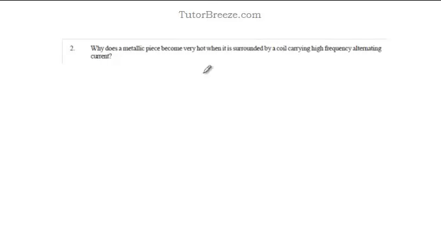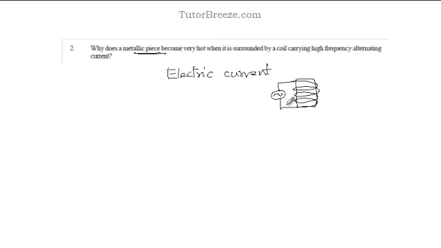This is due to the electric currents which will flow inside the material due to electromagnetic induction. So the answer to this would be due to the electric currents that flow inside this metallic piece that is surrounded by the coil. Say suppose this is a piece of metal and you have a coil wrapped around this, and the coil is connected to a high frequency alternating source.